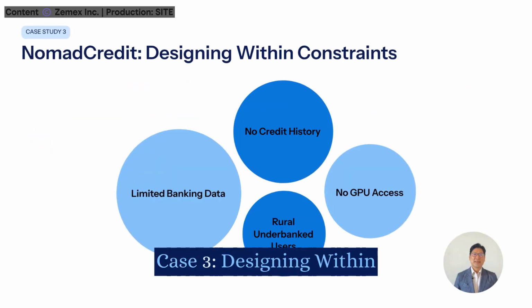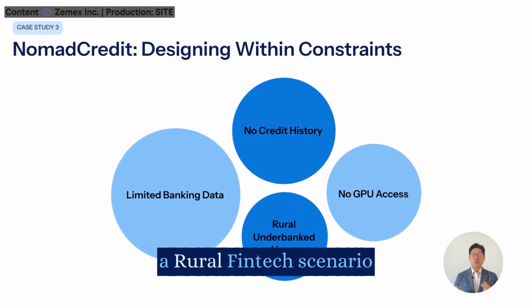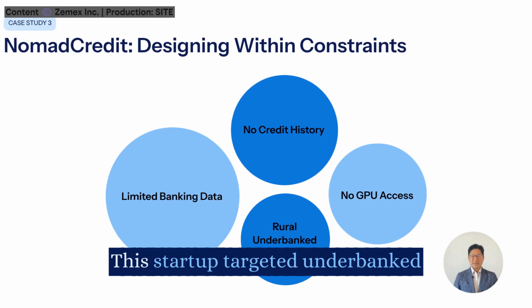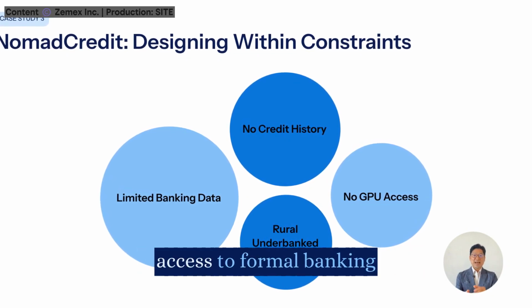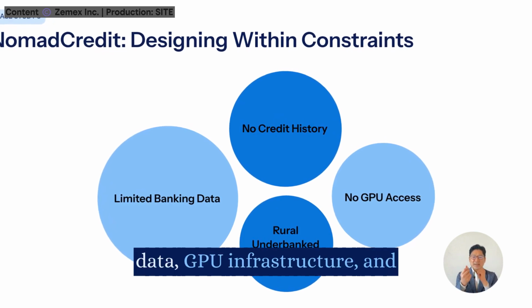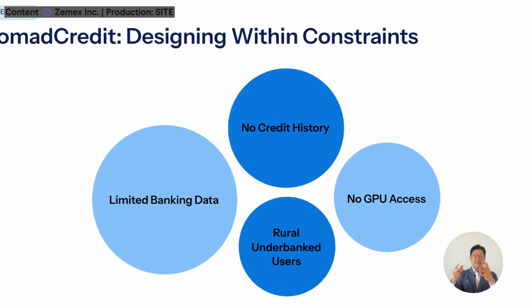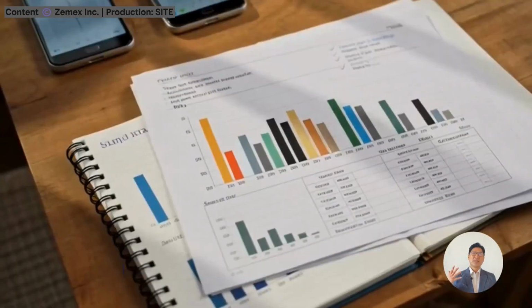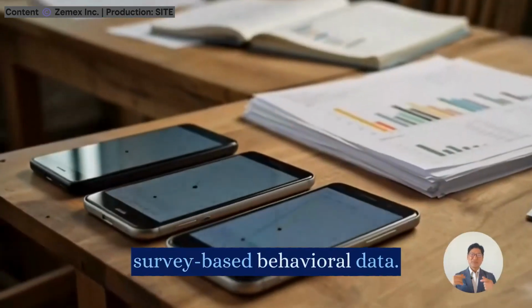Case 3, designing within constraints. Now let's examine a rural fintech scenario called Nomad Credit. This startup targeted underbanked rural populations but lacked access to formal banking data, GPU infrastructure, and large labeled datasets. However, their available resources included mobile usage patterns, public demographic statistics, and survey-based behavioral data.